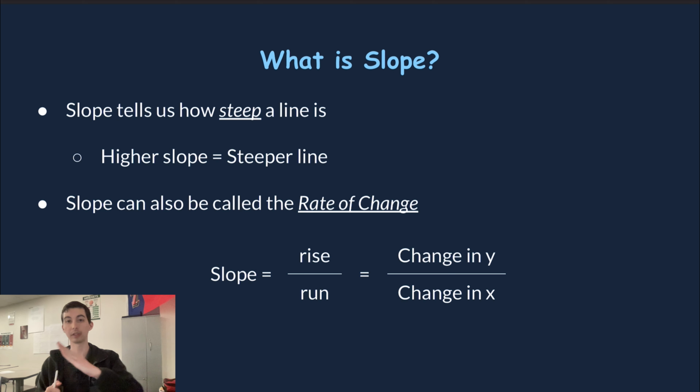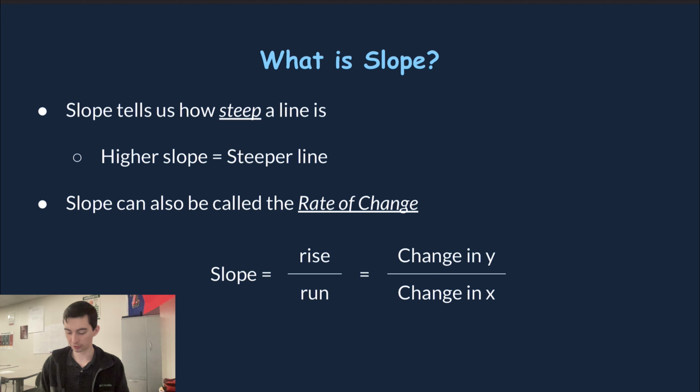So we're working with linear functions, and all of these lines are going to have different steepness. The higher the slope, the steeper the line is going to get, which means it's going to get more vertical. We can also call slope the rate of change, so it's how quickly something is changing. And that's going to be more useful when we start talking some real-world situations.